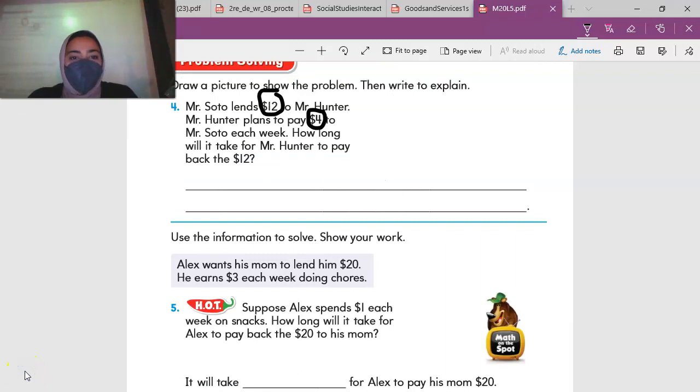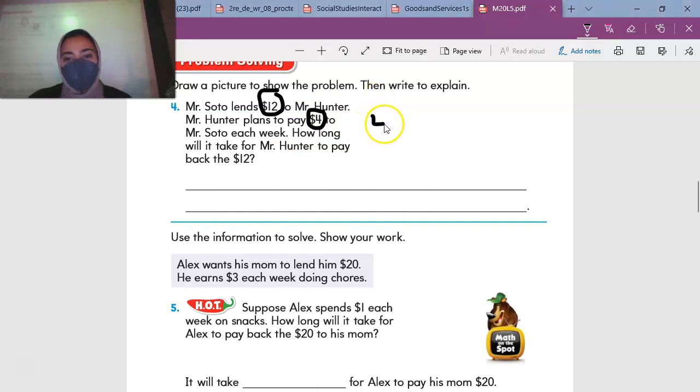Number 4. Mr. Soto lends $12 to Mr. Hunter. Mr. Hunter plans to pay $4 to Mr. Soto each week. How long will it take Mr. Hunter to pay back the $12? That's an easy problem. So let's see. If Mr. Hunter gets paid $4 each week, how long will it take him to pay back 12?